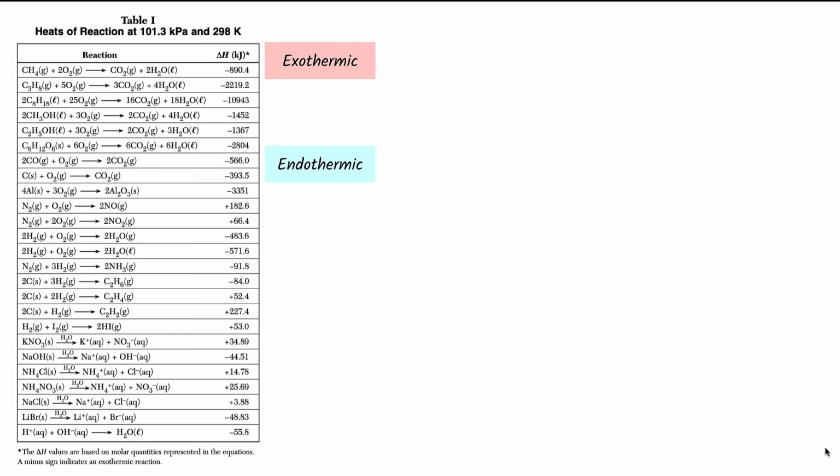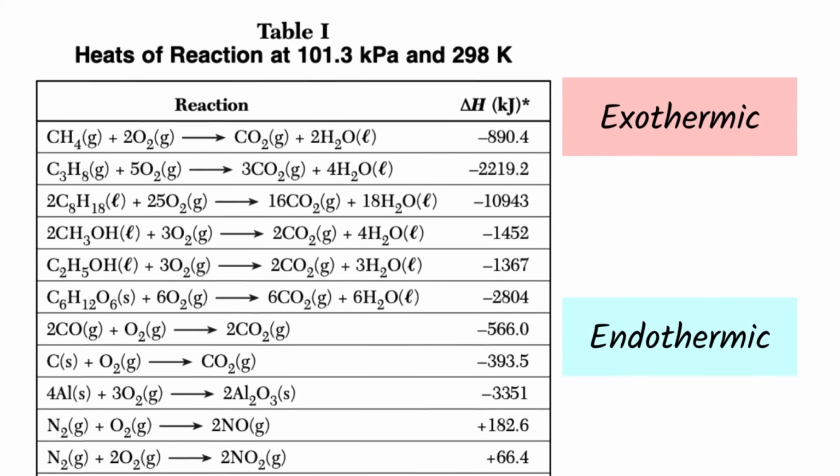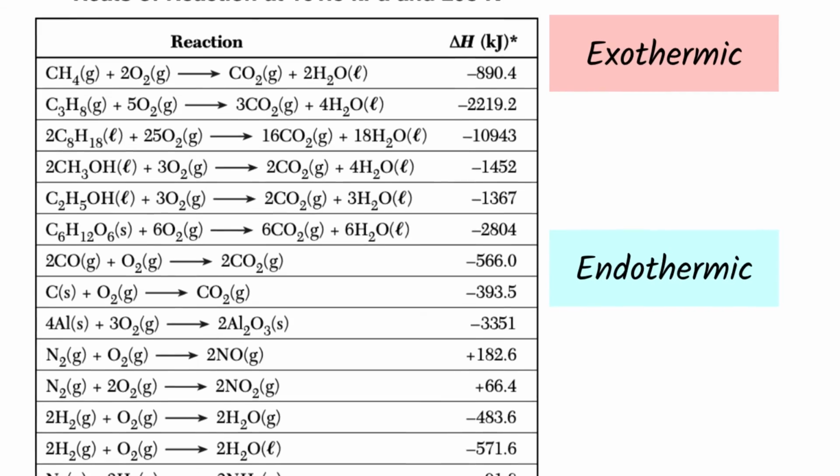Let's take a look at Table I of our reference table. Table I shows the heat of reaction at standard temperature and pressure, 101.3 kilopascals and 298 Kelvin, for a series of reactions. These delta H's, or heats of reaction, represent the change in energy, and they represent the forward reaction that is being shown. For now, let's focus on going through Table I as it is right now and try and determine which reactions are exothermic and which are endothermic.